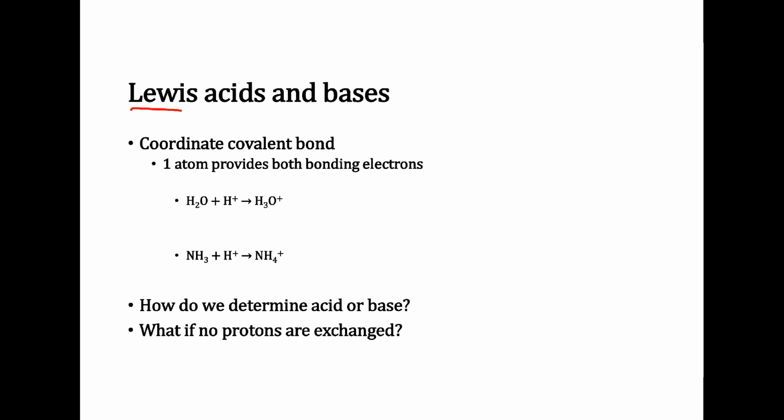This is whenever a bond is being formed between two species, but only one atom provides both the bonding electrons. So the electrons aren't being shared. There's only one species that's contributing it. For instance, let's look at H2O. If H2O were to gain a proton, keep in mind a proton doesn't have any lone pairs of electrons. It doesn't have any electrons at all. This lone pair from the water will be shared with the hydrogen, and we'll end up with hydronium.